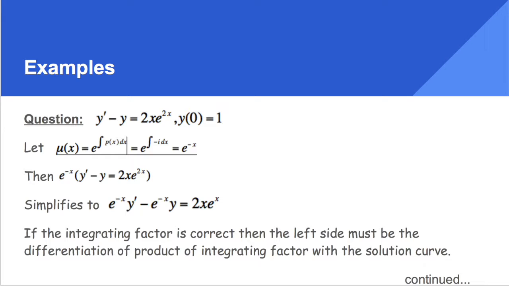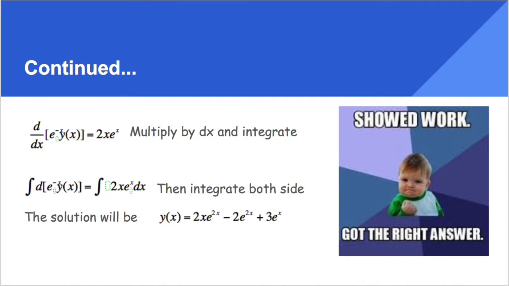Now multiply the equation with mu, and simplify it to be e to the negative x times y' minus e to the negative x times y equals 2x e to the power of x. The left side of the differential equation must be the derivative of the product of the integrating factor with the solution curve, if the integrating factor is correct. So, we can write the left side as the derivative of e to the negative x times y, which is equal to 2x times e to the power of x. Now it becomes really easy to solve by using separation of variables. The solution then will be y(x) equals 2x times e to the power of 2x minus 2e to the 2x plus 3e to the power of x.